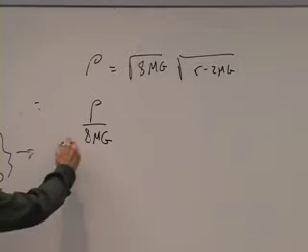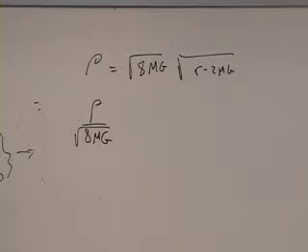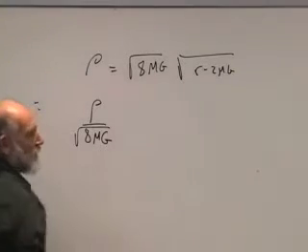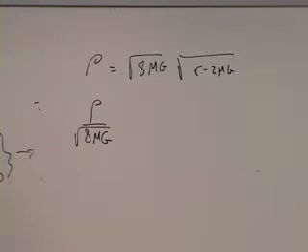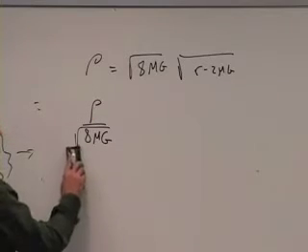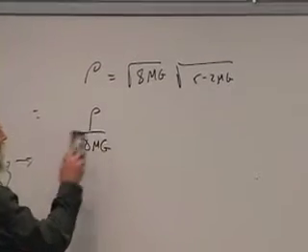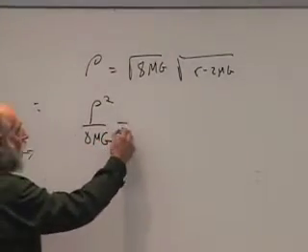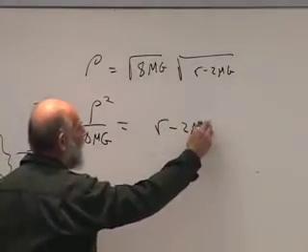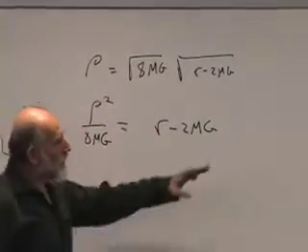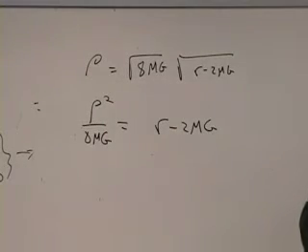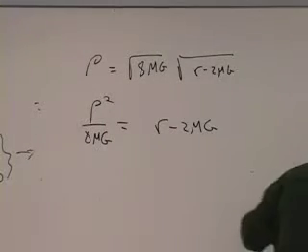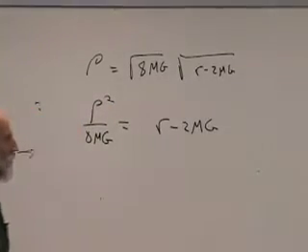Sorry, square root, right? That's rho divided by the square root of 8mg is equal to the square root of what's on this side. Okay, let's square it. Rho squared divided by 8mg is equal to r minus 2mg. Well, that's convenient because we have r minus 2mg all over the place in this metric here. So it's convenient that we know what r minus 2mg is.